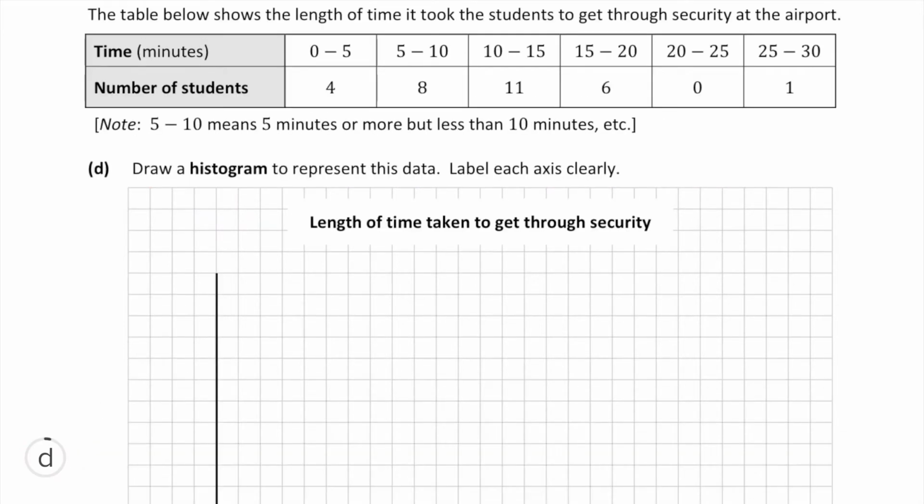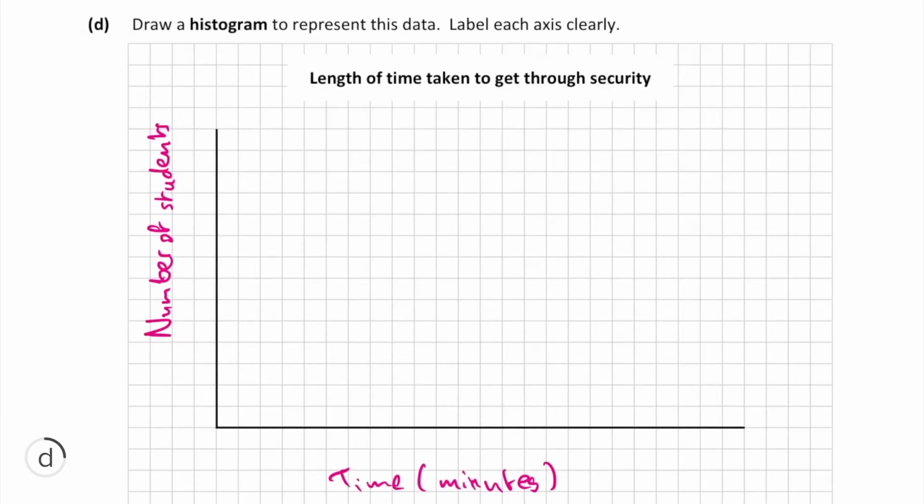Moving on to part D, we're given a frequency table, and we have to represent this using a histogram. On the x-axis, we're going to have our time in minutes, and on the y-axis, we're going to have the number of students. Adding scales to our axes, it should look like this.